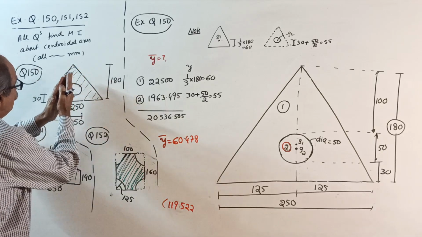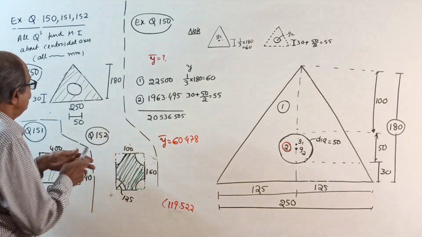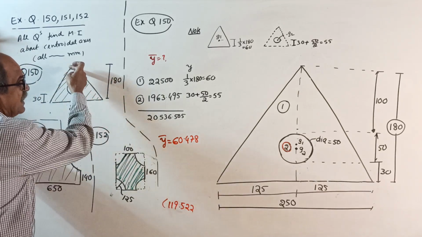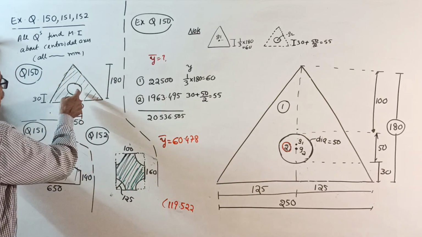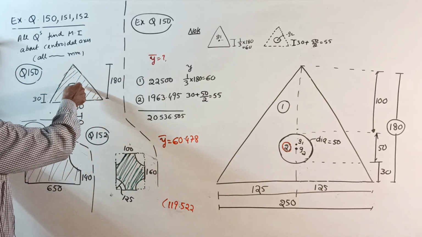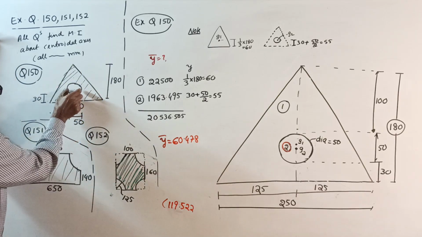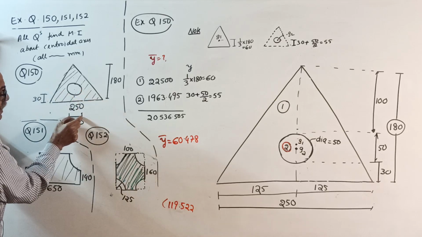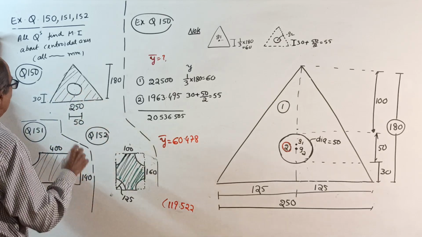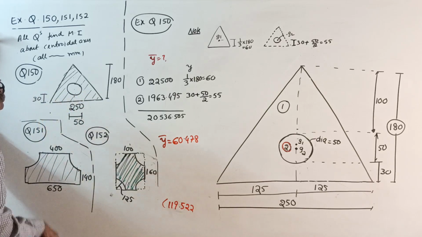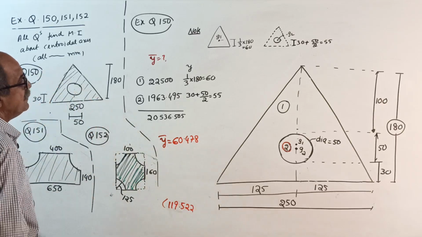It is not given, so understood. You should write that this and this both are equal, which means this is an isosceles triangle. Then from here, a circular portion is cut out. The diameter of the circle is 50, given in the question. And where is it cut? From the base, 30 above. This is question number 150.